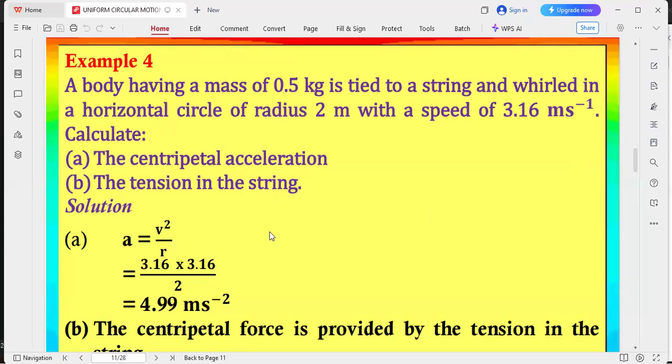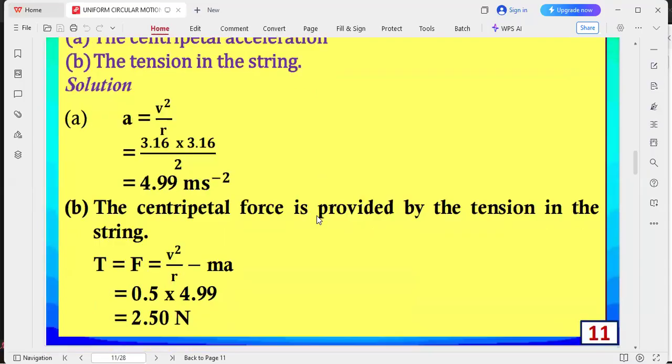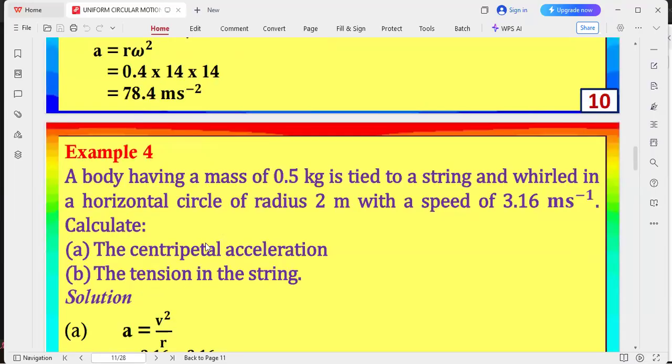Now here, a body has a mass of this and it's whirled in a horizontal circle. What do we mean by horizontal circle? What has been done here is not correct. We have a vertical circle and a horizontal circle. Horizontal circle, I don't know how I can put it, but if a vehicle is moving around a bend, that is a horizontal circle. That's an example of a horizontal circle. When we go back, let me use this diagram here.